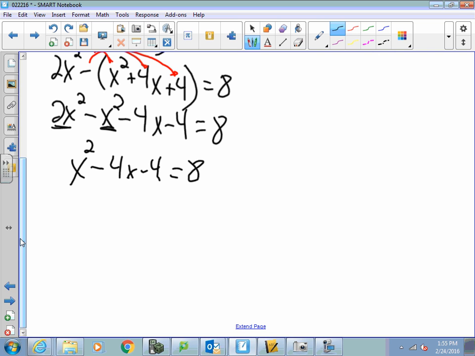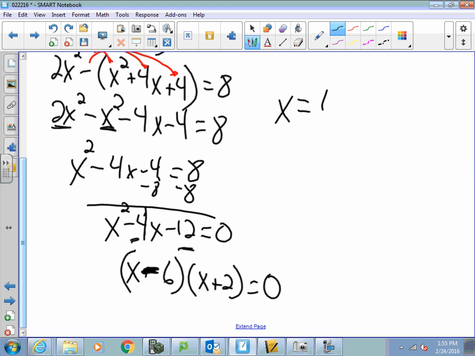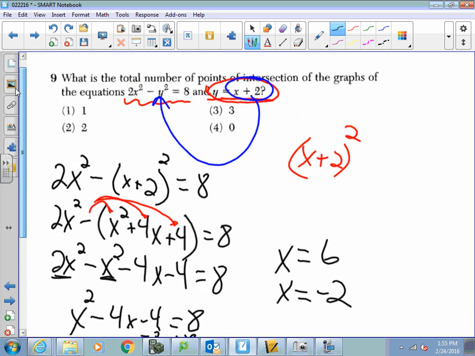Now I'm going to go ahead and set this equal to 0 because it's quadratic. 8 minus 8, so x squared minus 4x minus 12 is equal to 0. And this can factor. You can use the quadratic formula, but the two numbers that multiply to give me negative 12 and add to negative 4 are negative 6 and a positive 2. And so that means my x is going to be 6 and negative 2. That's really what that's saying, that those are the two places that intersect.